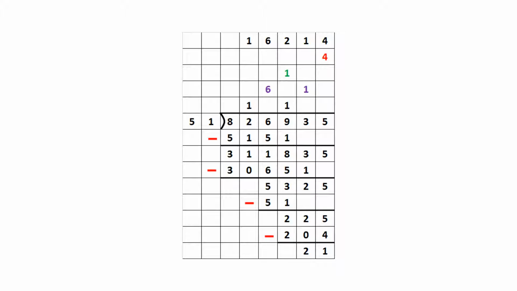And that's how you do the new division method. What's the quotient? So we bring all the numbers up, 1, 6, 2, 1, and a 4. So 16,214, the remainder is 21.